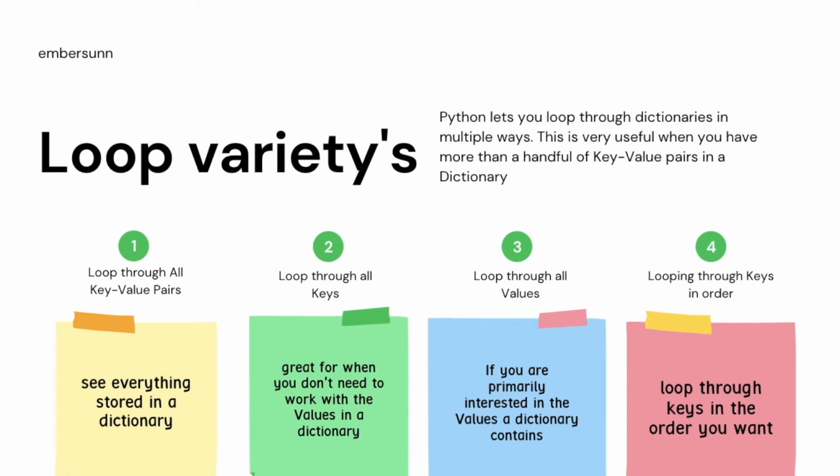The first example we're going to see is how to loop through all key value pairs. The second one is how to loop through all keys. The third one is how to loop through all values. And the fourth one is looping through keys in order. And this means in the designated order that you choose. Let's look at an example for number 1.